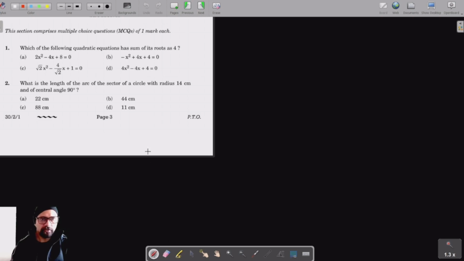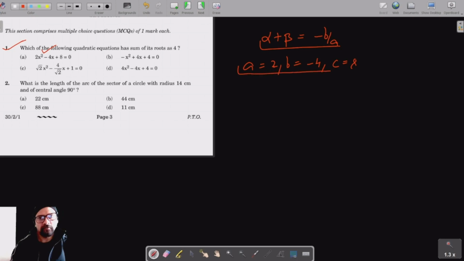For the first question, it's asked which of the following quadratic equations has the sum of its roots as 4. We know that the sum of the roots, alpha plus beta, is equal to negative b by a. For the first equation, a is 2, b is negative 4, and c is 8, so the sum of the roots is negative of negative 4 by 2, which gives us 2. So this is not the one.